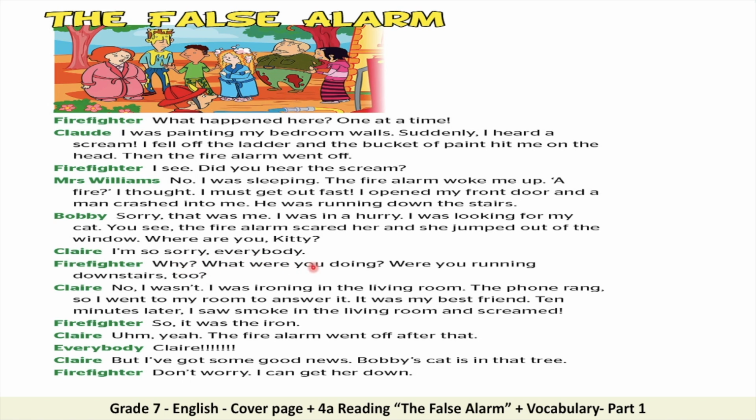Why? What were you doing? Were you running downstairs too? No, I wasn't. I was ironing in the living room. The phone rang, so I went to my room to answer it. It was my best friend. Ten minutes later, I saw smoke in the living room and screamed. So it was the iron. Yeah. The fire alarm went off after that. Claire? But I've got some good news. Bobby's cat is in that tree. Don't worry, I can get her down.